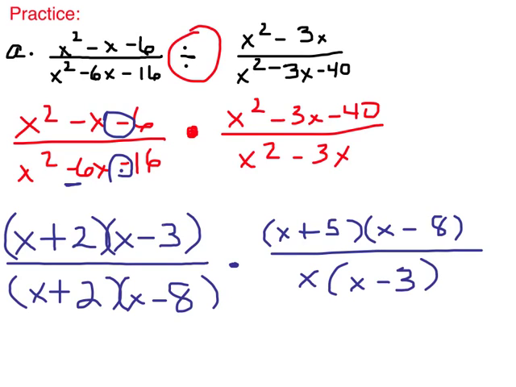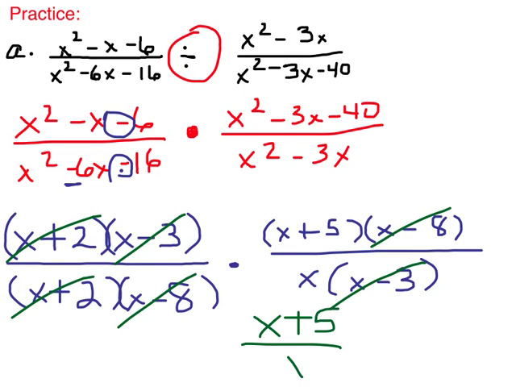Alright, let's change colors again. I just love this changing colors. And let's start cross-canceling. I've got x minus 8, x minus 8, x minus 3, x minus 3, x plus 2, x plus 2. I am left with x plus 5 over x, and that is my final answer.